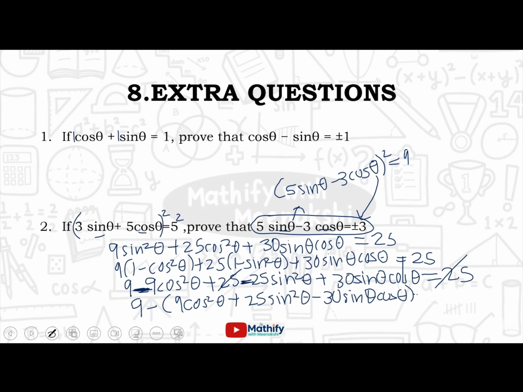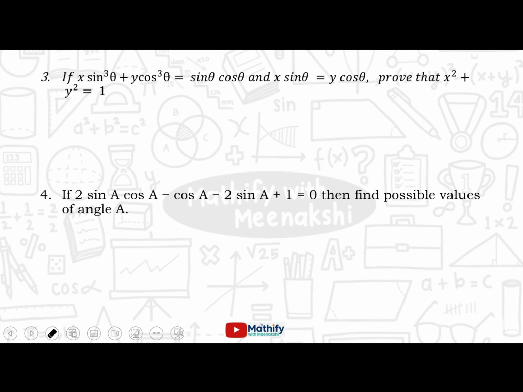is equal to 0. Now, if you transpose this whole to that side, or 9 to that side, it becomes minus 9, and minus minus you cancel. And what is this? This is nothing but 5 sine theta minus 3 cos theta whole square. So you have proved that this is 9. That means this is plus minus 3. I think this type of question is clear to you. Let's move to the third question.